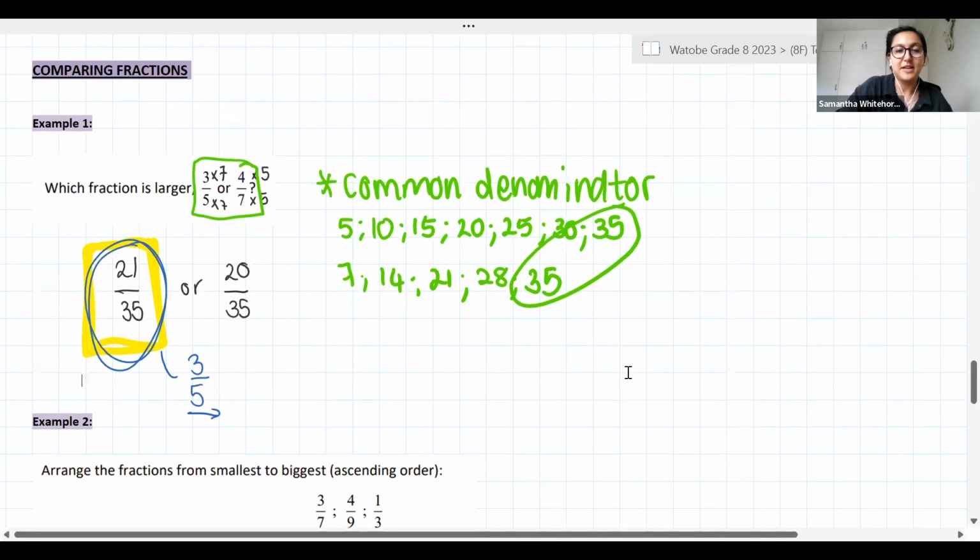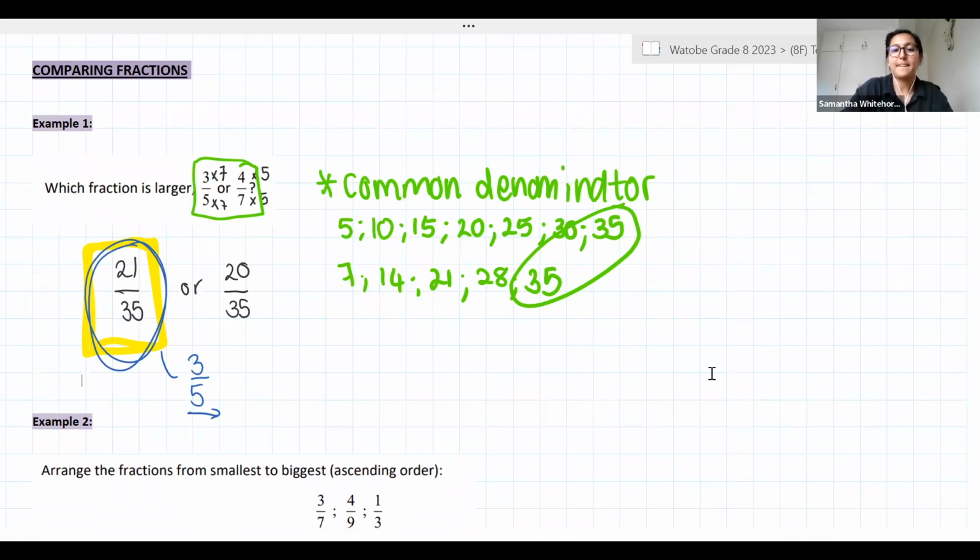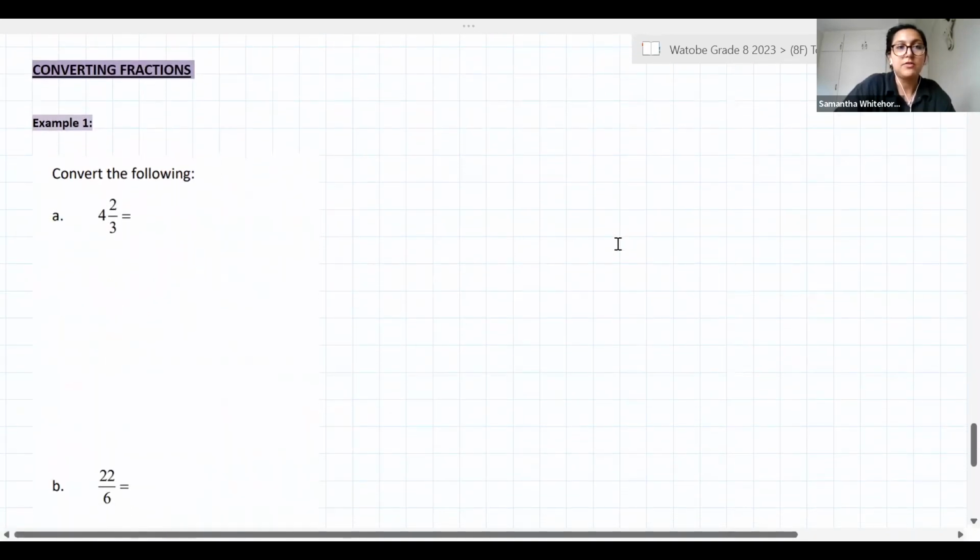All right, I'll stop here in case you want to take a screenshot. We got this, my people. And then we're going to have a look at some conversions between mixed numbers and improper fractions. Right. 5, 4, 3, 2, 1. Screenshot's done. Wonderful. Right, so let's have a look at converting fractions.